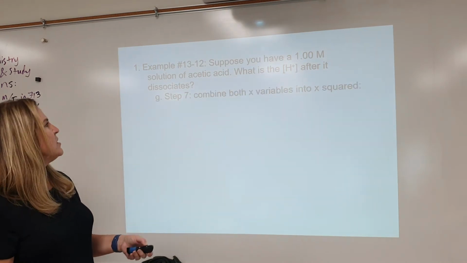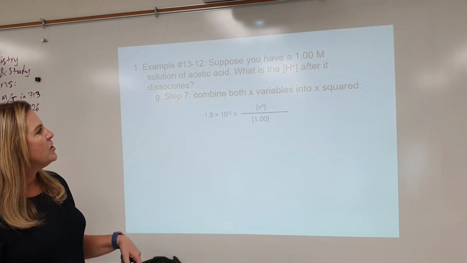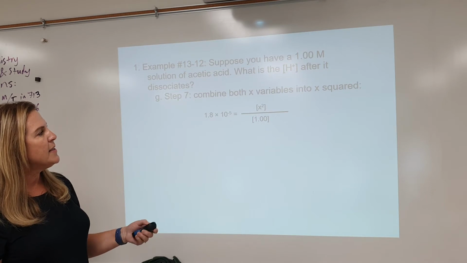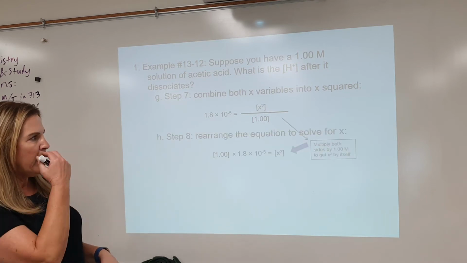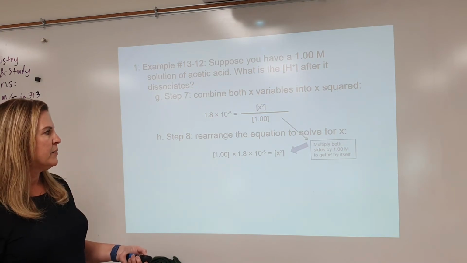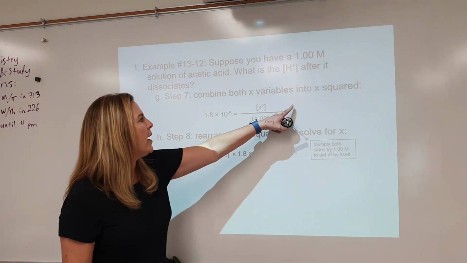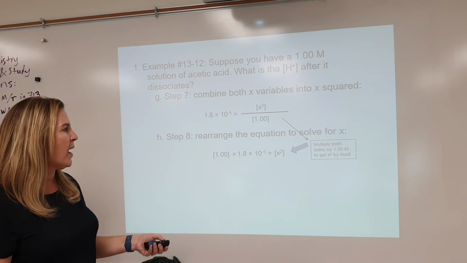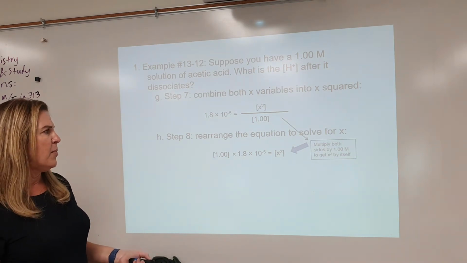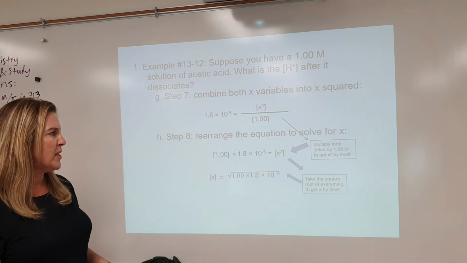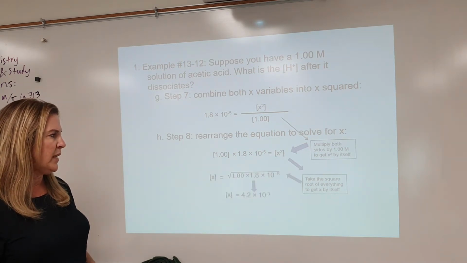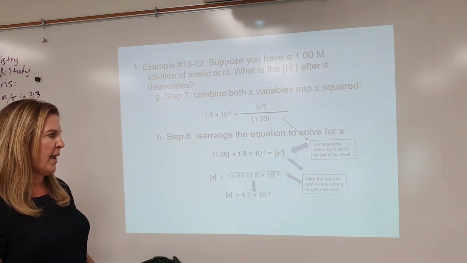All right, now we can get to solving. So there you go. X times X is X squared over 1. And you're going to rearrange the equation to solve for X. So we're going to multiply 1 by both sides. So now we have 1.8 times 10 to the minus 5 equals X squared. And we're going to take the square root of both sides. And X will equal 4.2 times 10 to the minus 3.